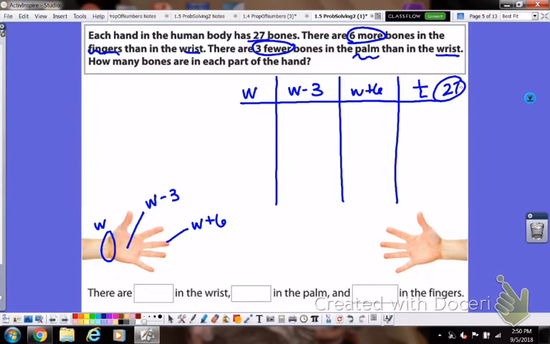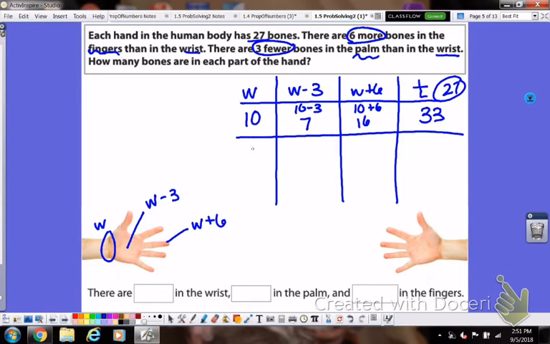At this point, we're going to just kind of guess and check. So if there's 27 bones, I know there's 3 less than, 6 more than, I'm going to guess that there were 10 in our wrist. Okay, so W minus 3, so 10 minus 3 gives us 7. W plus 6, so 10 plus 6 gives us 16. Now if we add those up, we end up with 33. Okay, that's too many. We have too many bones at 33, we only wanted 27. So we know 10 was too high, so let's go lower.